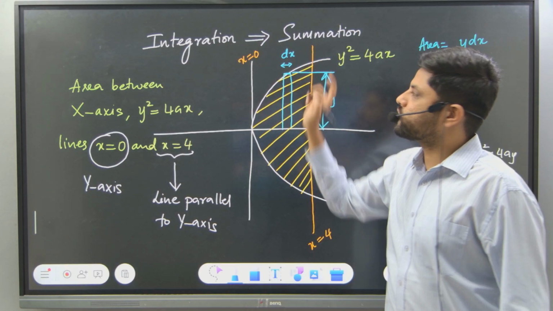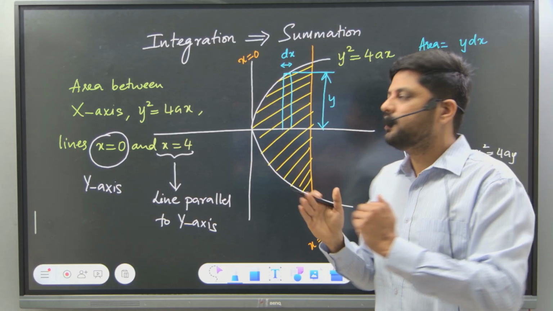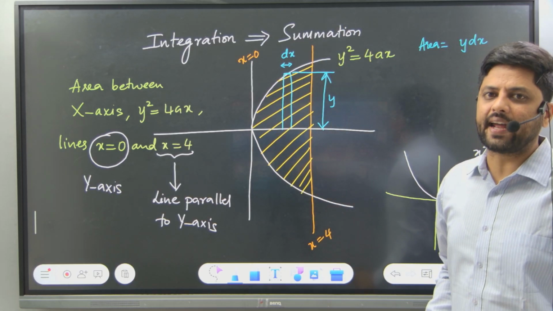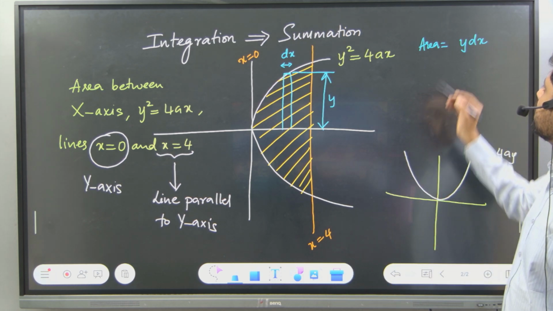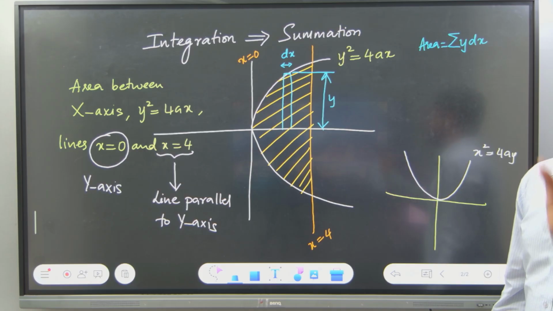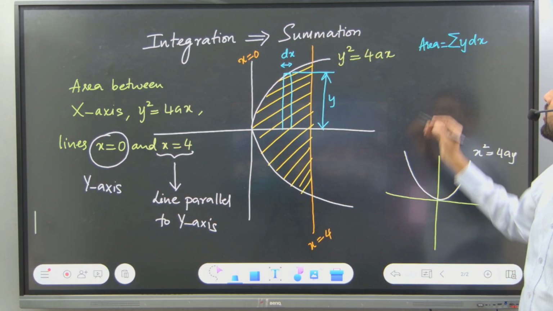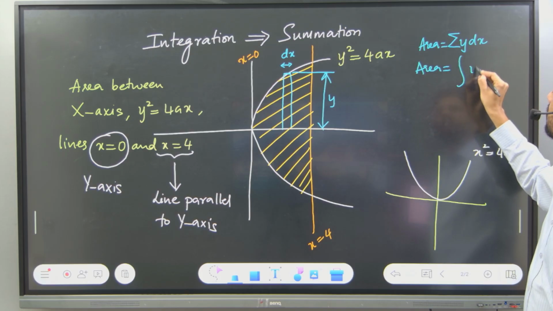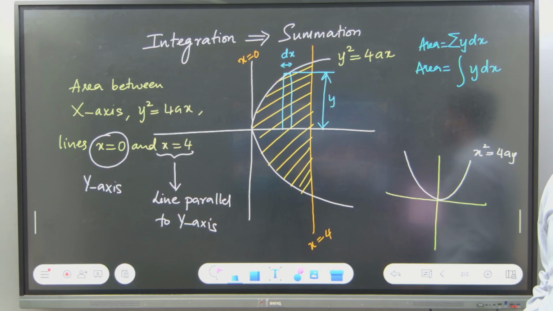What did I say integration is? Integration is summation, and you add up everything. If you add all these areas of all the rectangles, it becomes a summation, the sum of all these small rectangles. Summation is integration, so I replace the summation with integration: integration of y dx.